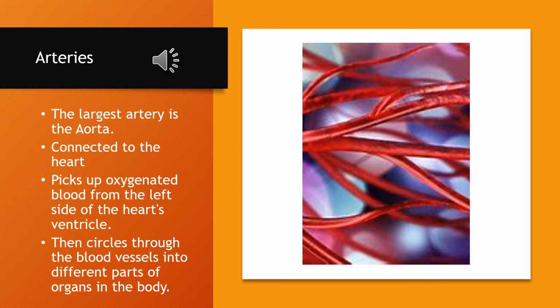Arteries are the main focus of the circulatory system. The largest artery is the aorta, and it is connected to the heart. It picks up oxygenated blood from the left side of the heart's ventricle. It then circles through the blood vessels into different parts of the organs in the body.